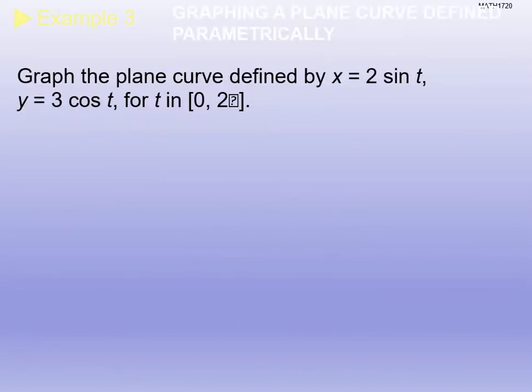So this is the next example here, example 3. We're going to graph the plane curve defined by x equals 2 sine t, y equals 3 cosine t, for t from 0 to 2 pi.